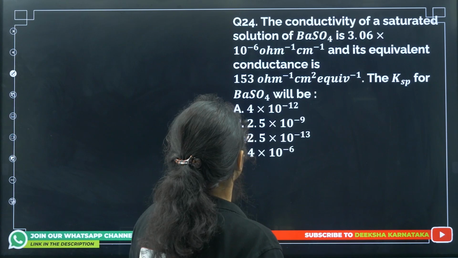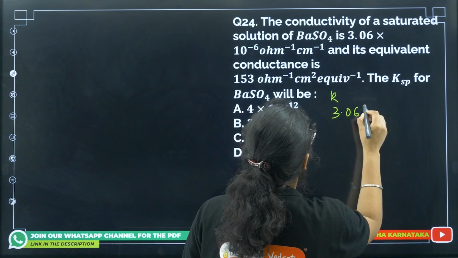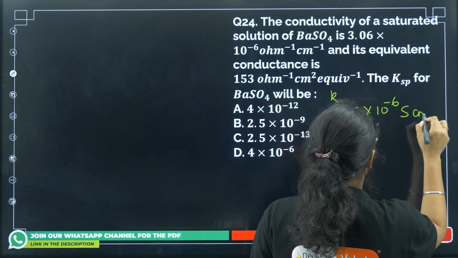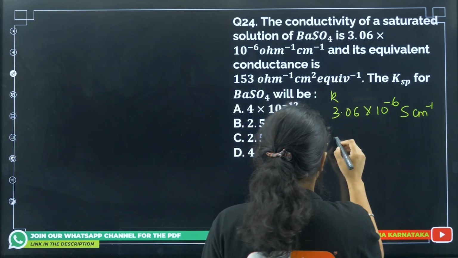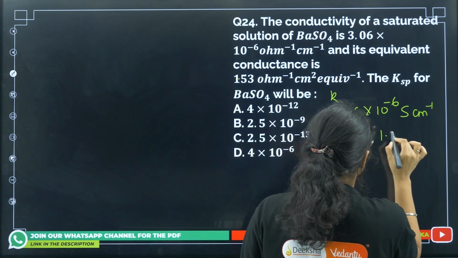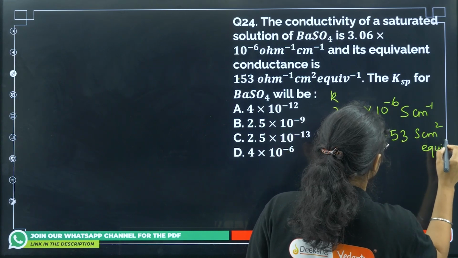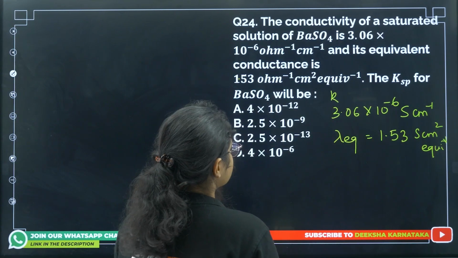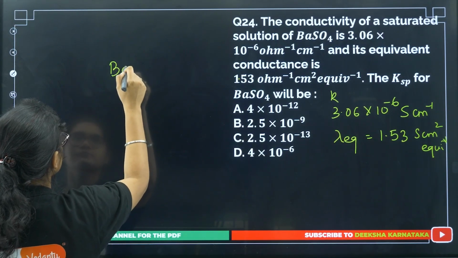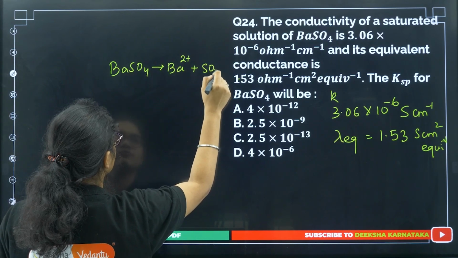The conductivity of a saturated solution of barium sulfate is 3.06 into 10 to the power of -6 ohm inverse, that is S centimeter inverse. Conductivity means kappa value. And its equivalent conductance is, a small error is there, this is 1.53 S centimeter square equivalent inverse. Now the KSP for barium sulfate will be, if I have barium sulfate, how will it dissociate? It will dissociate to give barium 2 plus and SO4 2 minus, right?